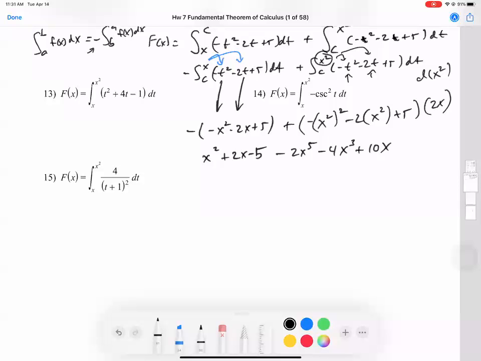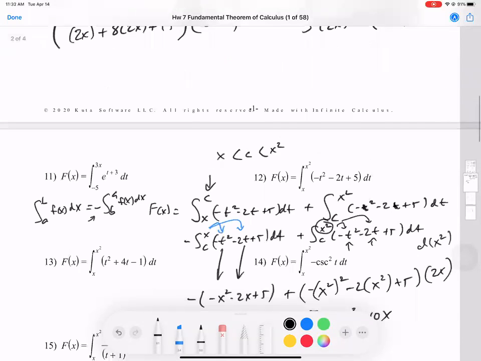So one question was, why do I have to flip it? We'll do that one first. The rule for the fundamental theorem of calculus is when I'm taking the derivative of an integral from c to x of f of t dt, it has to be from a constant to a variable. That's what the rule is. So it only works when it's a constant to a variable.